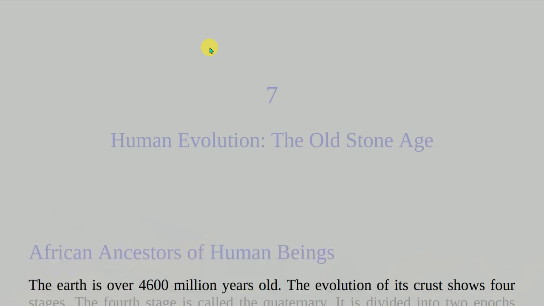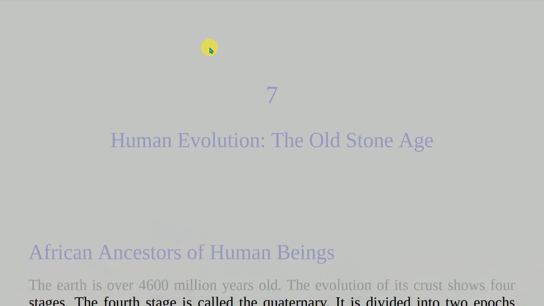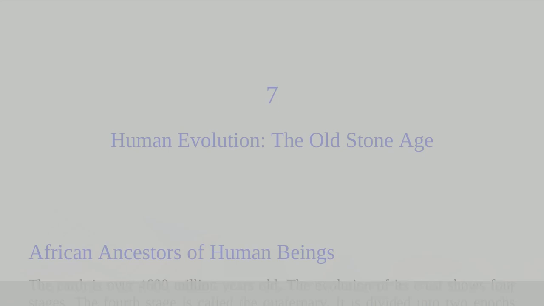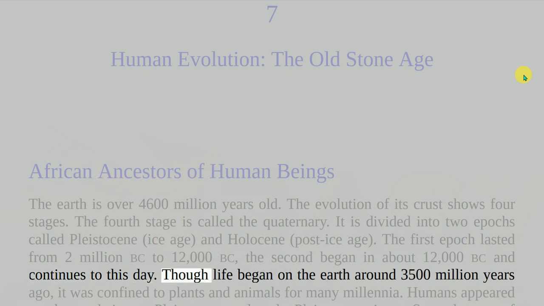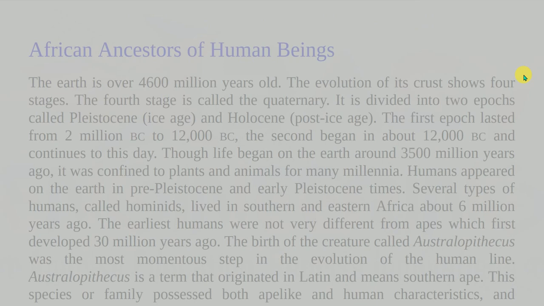The Earth is over 4,600 million years old. The evolution of its crust shows 4 stages. The 4th stage is called the Quaternary. It is divided into 2 epochs called Pleistocene, Ice Age, and Holocene, Post-Ice Age. The first epoch lasted from 2 million BC to 12,000 BC. The second began in about 12,000 BC and continues to this day, though life began on the Earth around 3,500 million years ago. It was confined to plants and animals for many millennia.